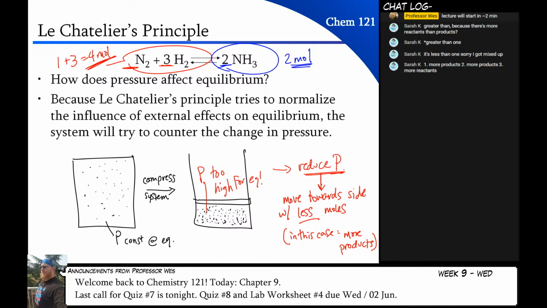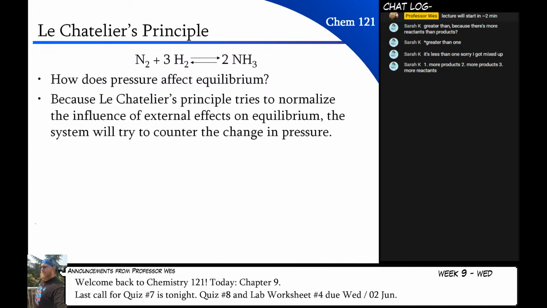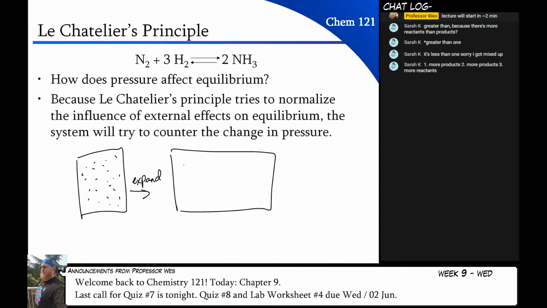Now let's suppose that we did the opposite. So I'm going to erase, and I'll draw my system again. And here's my initial state. What I'm going to do is expand the container. So now it's twice as big. So I have some pressure at equilibrium. Now my pressure is too low for equilibrium.